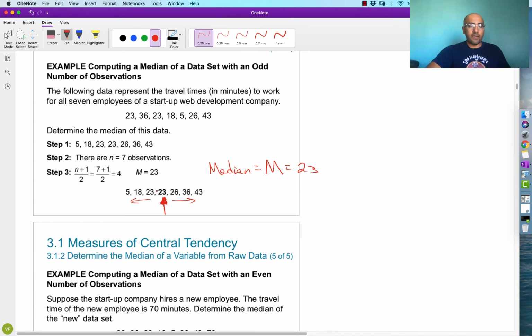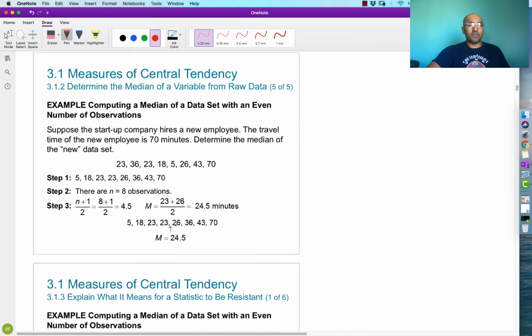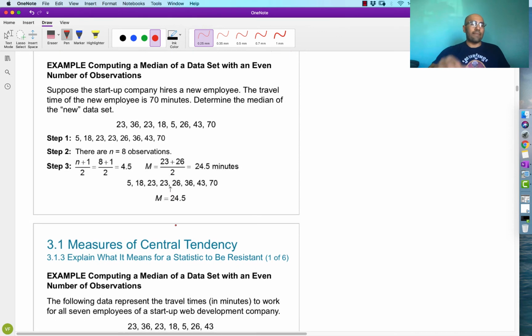On the other hand, suppose that the startup company hires a new employee and the travel time of the new employee is 70 minutes. Wow, this person's really commuting. Determine the median of the new set. Now we have a brand new person in there, so that means there are an even number of entries. Now there's 8, that's even.